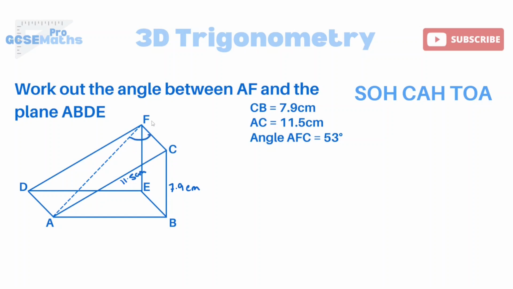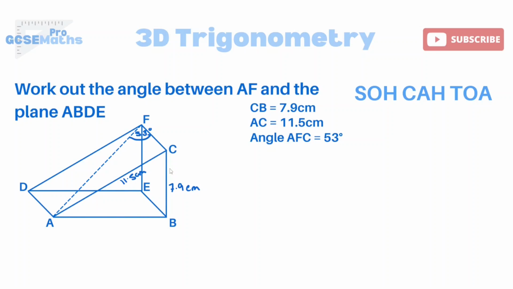This angle here is 53. Hopefully we can see that fairly clearly. And then I want to identify the angle I'm actually looking for. It's the angle between AF, so this line, and the plane ABDE. If you ever get a question that says between a line and a plane, the plane basically means the base. So in this case, ABDE is the base, so that side of the prism.